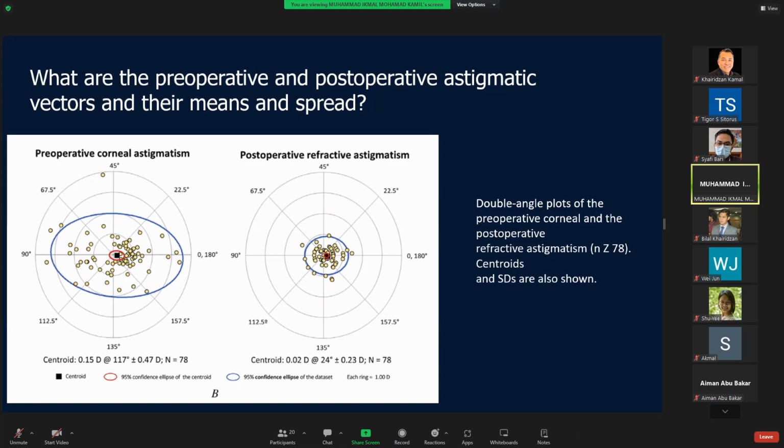So we can present the double angle plot of pre-operative corneal astigmatism and post-operative astigmatism. We can see here pre-operatively the centroid, and also the 95% confidence ellipse of the centroid, as well as the blue one, the 95% confidence ellipse of the data set. And we can see here post-operatively the confidence interval becomes smaller, which means it becomes more precise. All right, so we analyze pre-operative and post-operative astigmatism.